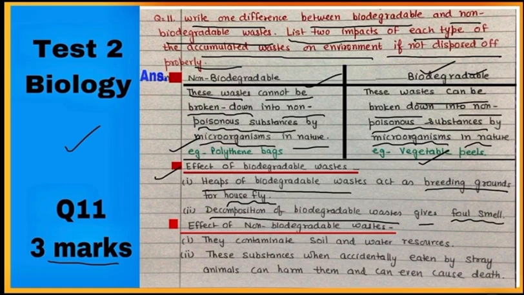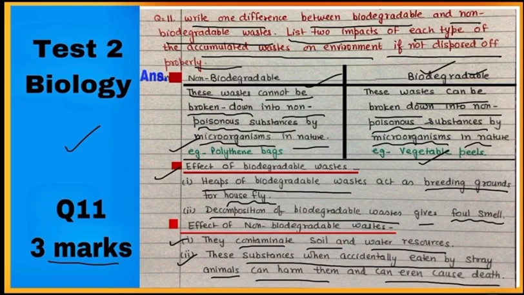And if non-biodegradable waste are not disposed of properly, then what will happen? Number 1, they contaminate soil and water resources. And number 2, if these substances are accidentally eaten by stray animals, then they can harm them and they can even cause death of these animals.